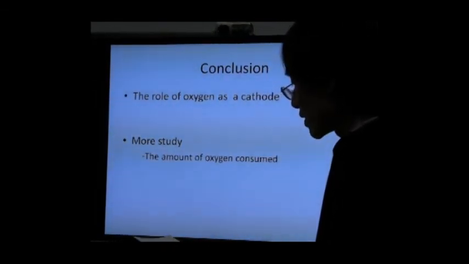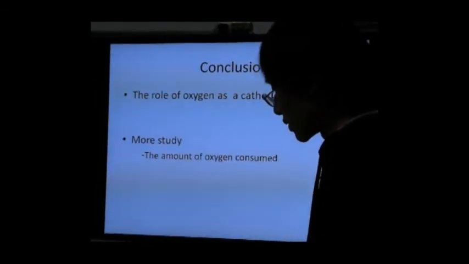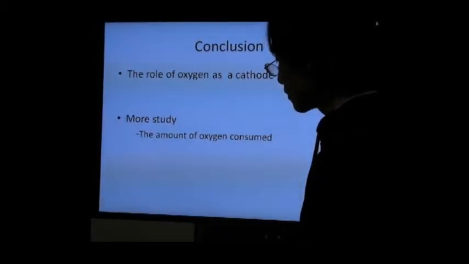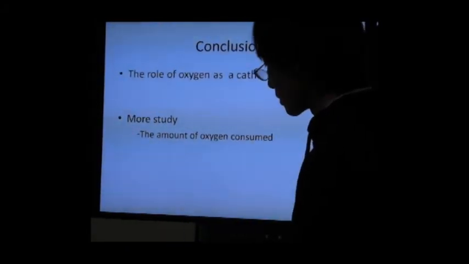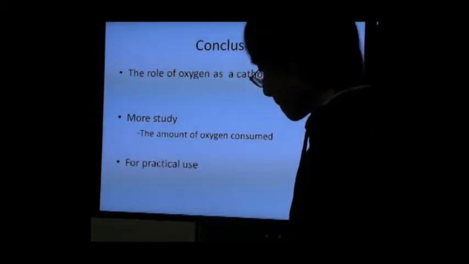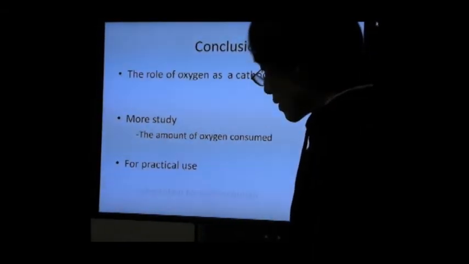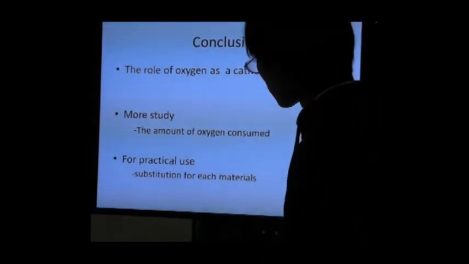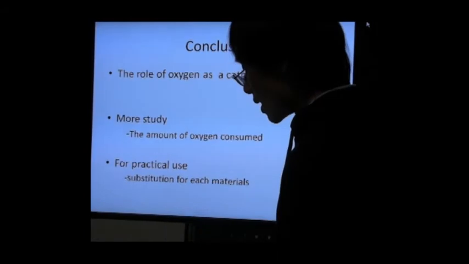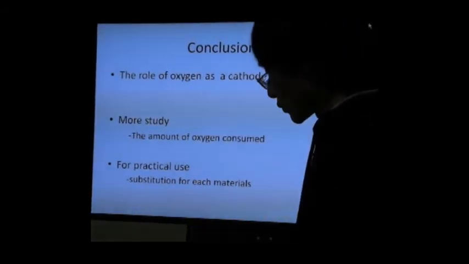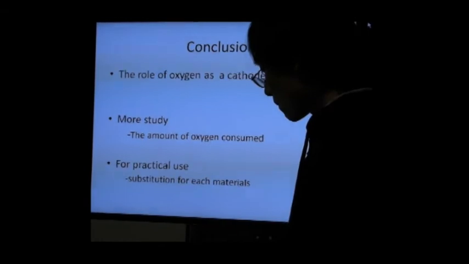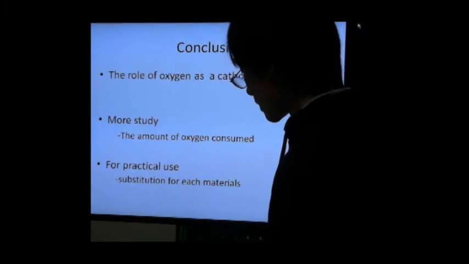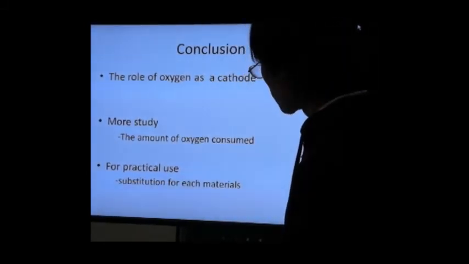Next time, I would like to measure the amount of oxygen stored and used for discharging, because the results enable us to understand how long and how often we have to charge oxygen. And for practical use, we have to find a substitution, such as metal that works as an anode, because a lot of electricity is required to produce aluminum. Moreover, if we find other material that can store more oxygen than bincho charcoal, we can make a more powerful battery.